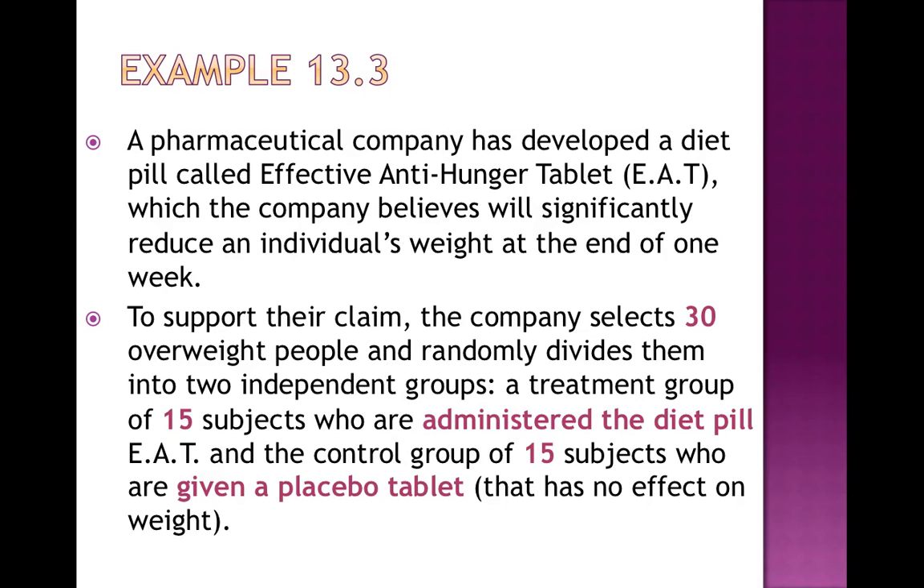The treatment group of 15 subjects who administered the diet pill EAT, and the control group of 15 subjects who are given a placebo tablet that has no effect on weight. So 30 got divided into 2 different samples, 15 and 15. So sample size 1 is 15 and sample size 2 is 15. Sample size 1 got the diet pill, sample size 2 got the placebo.